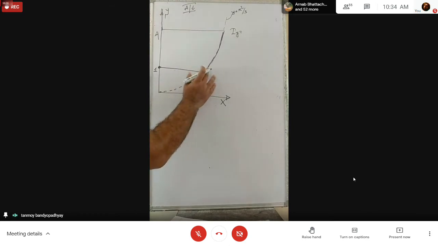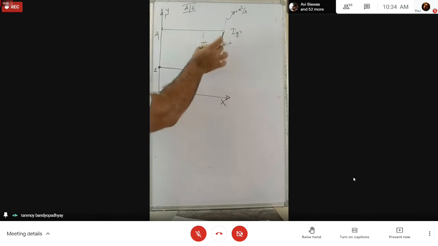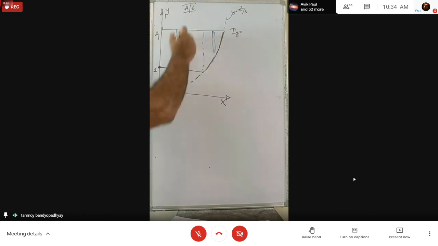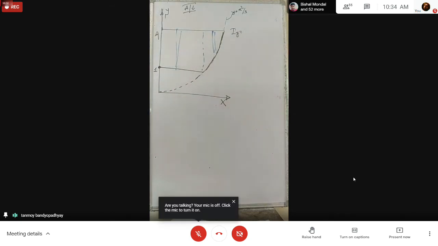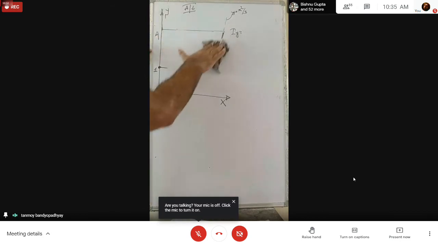If I take a vertical element, you have to break it into two parts, into two curves actually. There you have to take one vertical element here and one vertical element here, and then do the calculation, okay? So that is why the easier one in this case is to take a horizontal element. So in this case we will be taking a horizontal element, okay?